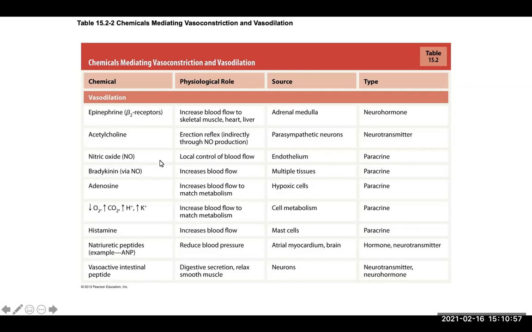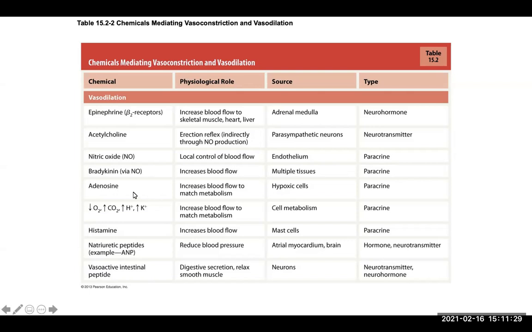Vasodilation also can, you can talk about specifically nitric oxide as a paracrine signal that comes from the endothelium, and it's going to increase local blood flow. Next one's bradykinin. Bradykinin is a paracrine signal that comes from lots of different tissues. Like when you see inflammation of an individual, it's going to increase blood flow through an increased permeability and has its effects on multiple different types of tissues.